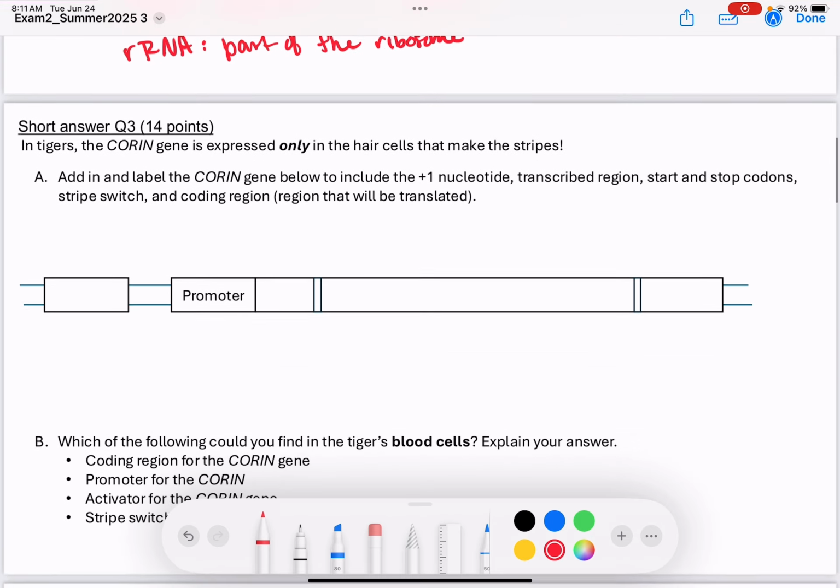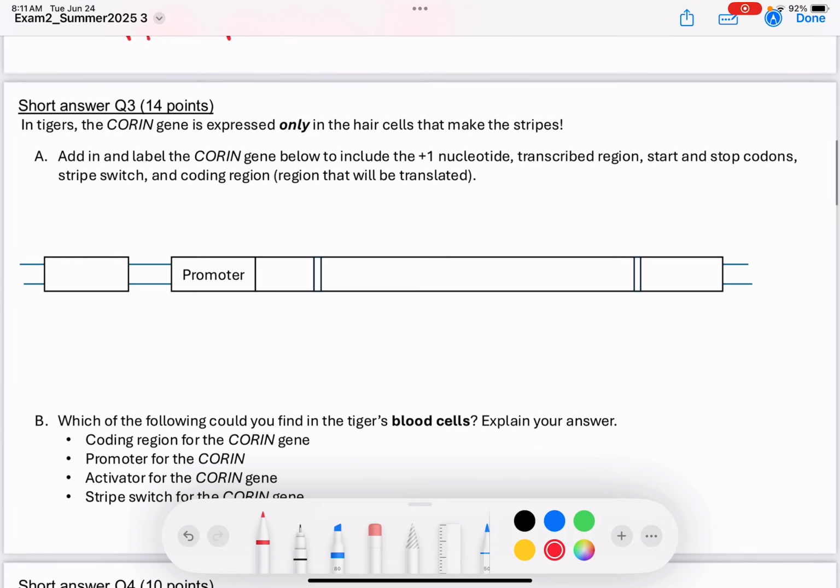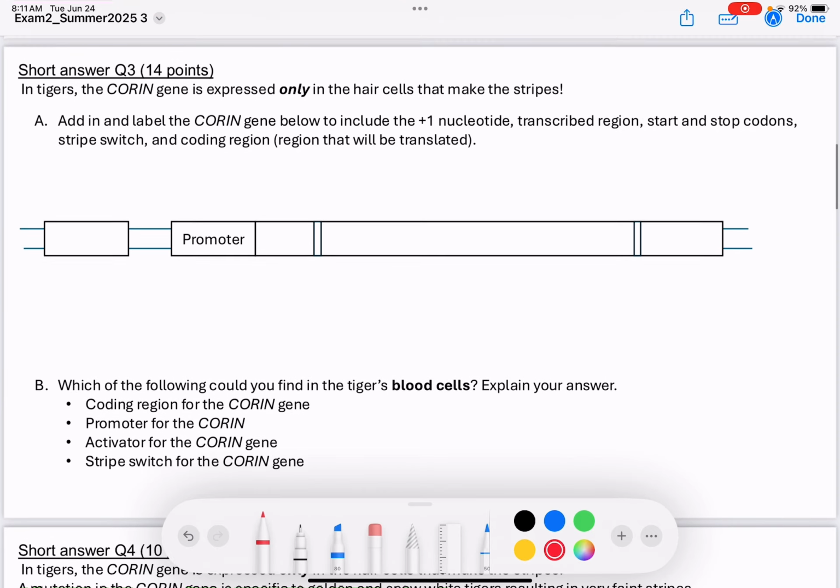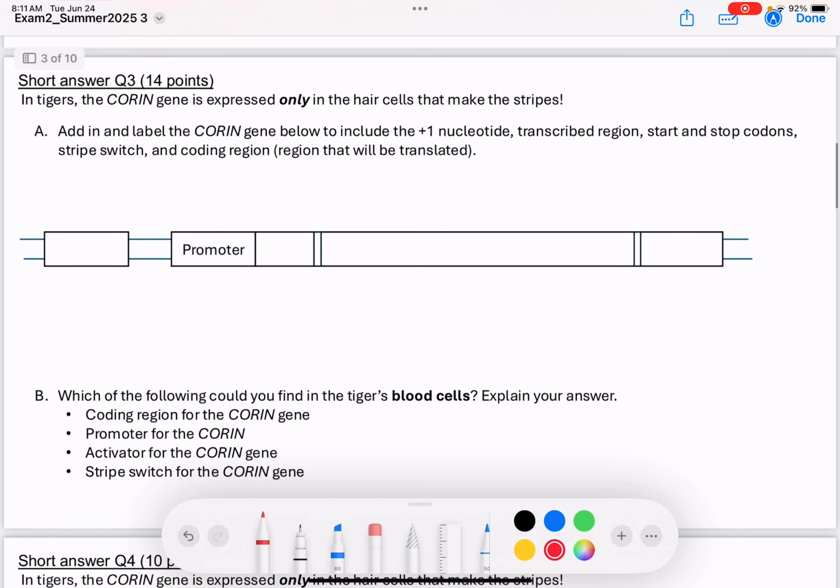All right, next we're talking about tigers. So the corin gene is expressed only in hair cells in tigers that make stripes. Interesting fact about the corin gene, in some species like us, it can also be found in the heart cells, and other places too. Anyway, okay, so A, add in and label the corin gene below to include the +1 nucleotide, the transcribed region, start and stop codons, the switch, and the coding region. Okay, so that's a lot.